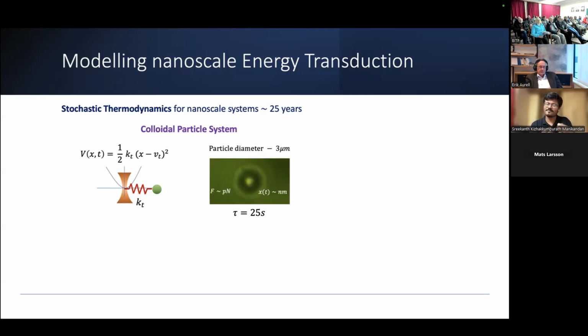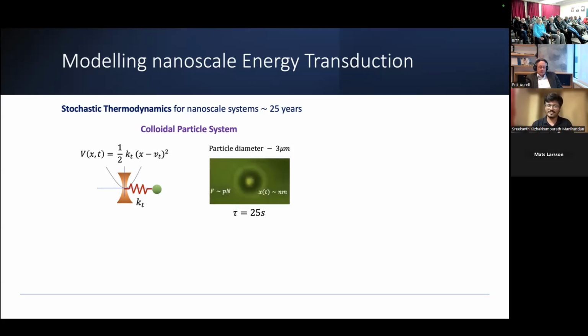Now, in this experiment, the size of the particle is something like 3 micrometers, and the force that the particle will experience is of the order of piconewtons, and the distances that it moves are of the order of nanometers. And it turns out that these systems have energetics of the order of cellular processes that we are interested in.